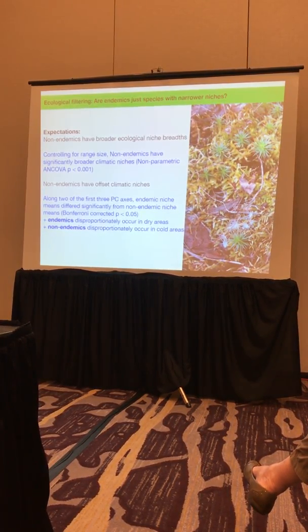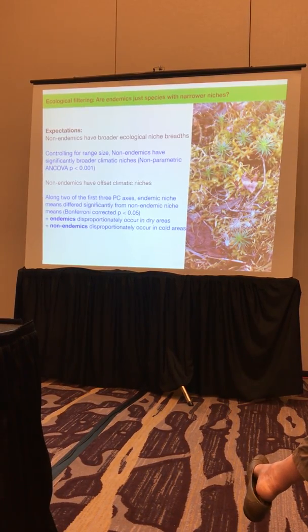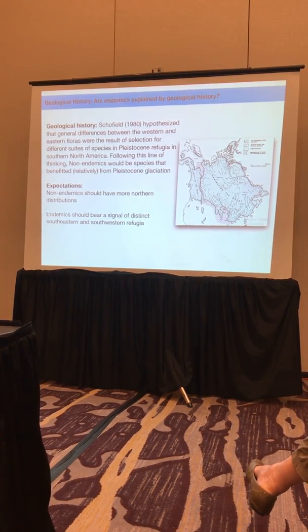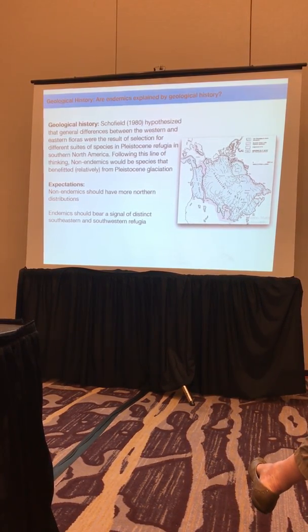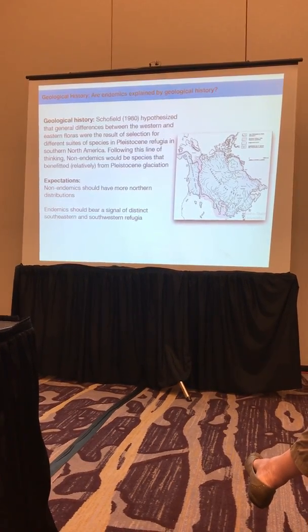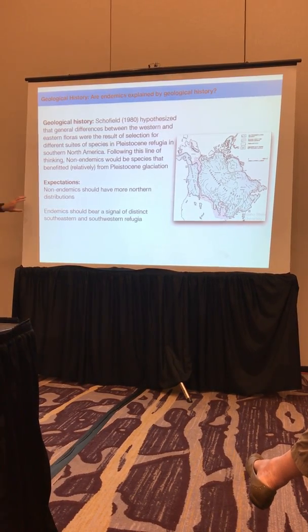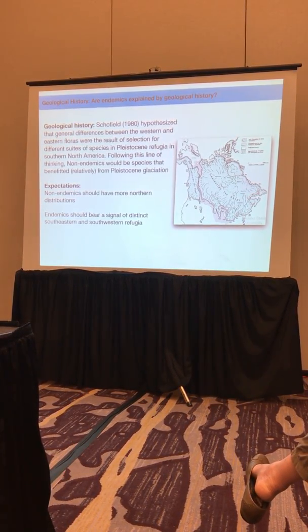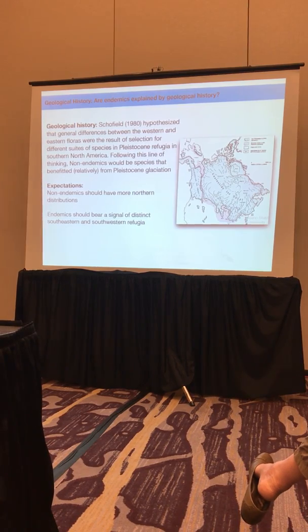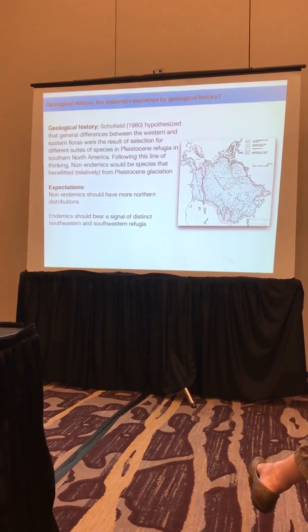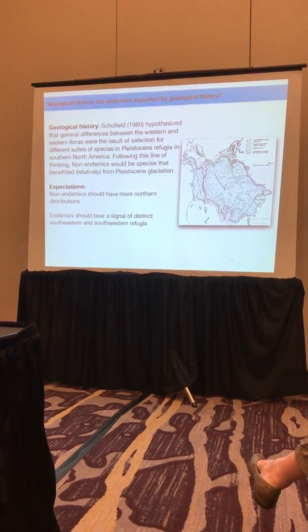And again, there's a lot of nuance there that we can talk about later if you like. And then this third hypothesis of Schofield's, it's basically that what we see in endemics versus non-endemics is more of a historical artifact. We can come up with some pretty clear expectations with that as well. So non-endemics, following this logic, should have more northern distributions because they'd be maybe tracking the glaciers, living in those cooler environments. And then endemics should bear some kind of signal of these refugia.